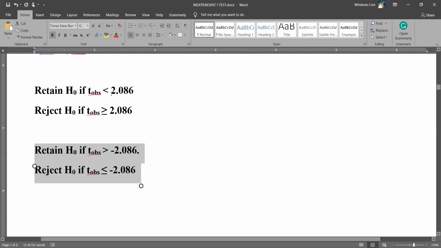And please pay attention to the signs. When it is positive and I retain H0, it is less than. But when you get to the negative decision rule, it is greater than. So please pay attention to the signs very well. All right.